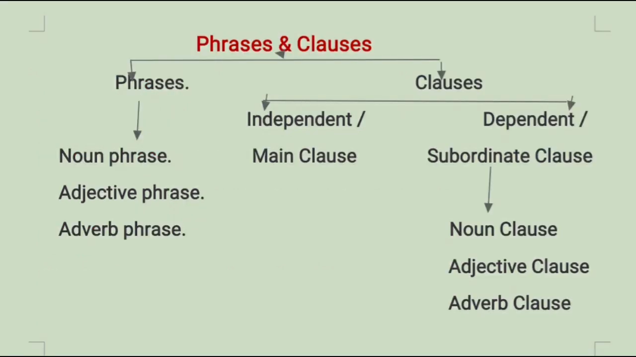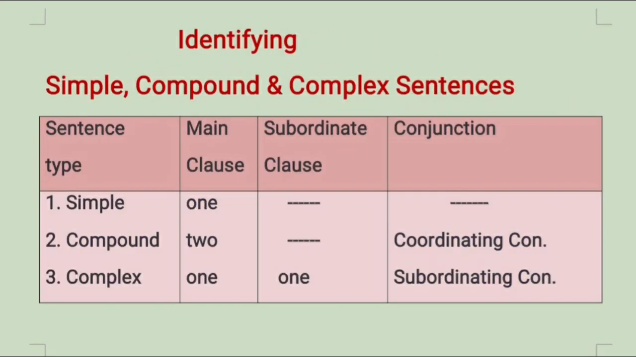The given tree diagram clearly shows the types of phrases and clauses. You know that phrase is a group of words without subject verb combination. According to the function of the phrase, there are three types of phrases: noun phrase, adjective phrase, and adverb phrase. There are two types of clauses: independent clause or main clause, and dependent clause or subordinate clause. Main clause makes complete sense, whereas subordinate clause depends on the main clause. There are three types of subordinate clause. They are noun clause, adjective clause, and adverb clause.